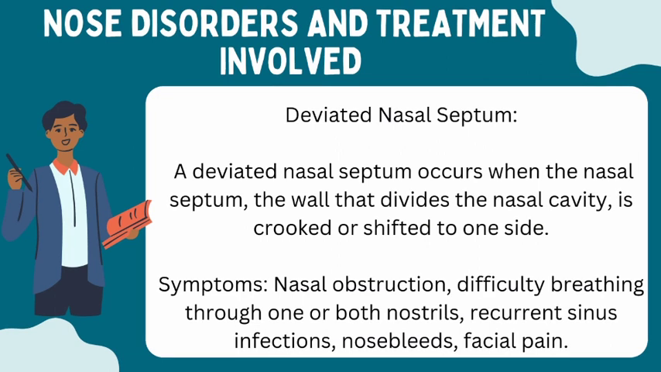Third, deviated nasal septum. A deviated nasal septum occurs when the nasal septum, the wall that divides the nasal cavity, is crooked or shifted to one side. Symptoms: nasal obstruction, difficulty breathing through one or both nostrils, recurrent sinus infections, nosebleeds, facial pain.